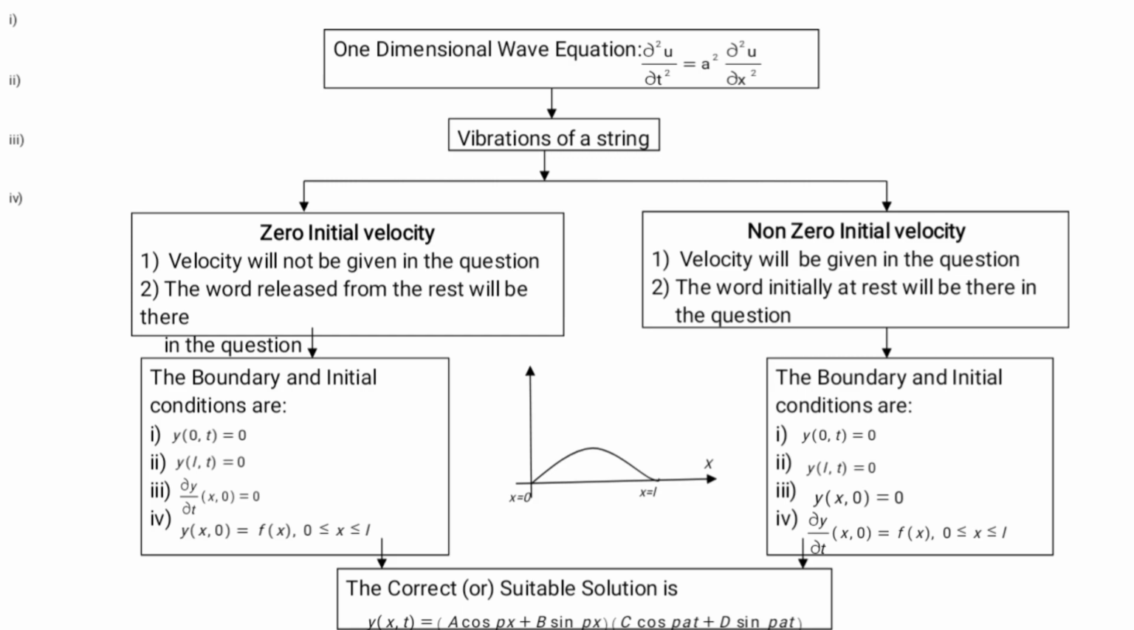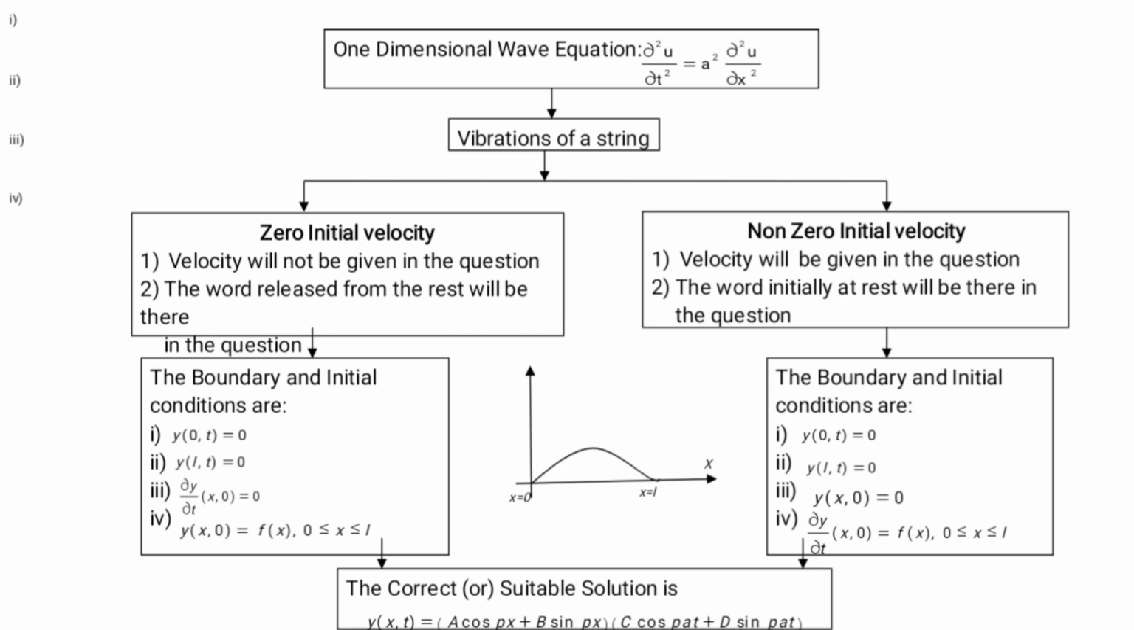The best example is vibration of string. There are two types of problems. First one is zero initial velocity and the other is non-zero initial velocity. In each and every problem, identification is very, very important. The identification clue for zero initial velocity is that velocity will not be given in the equation. The string released from the rest will be there.